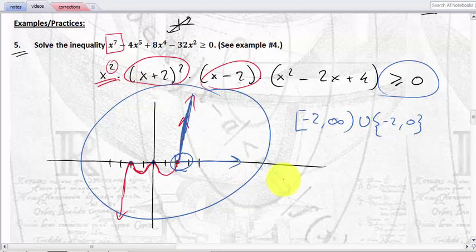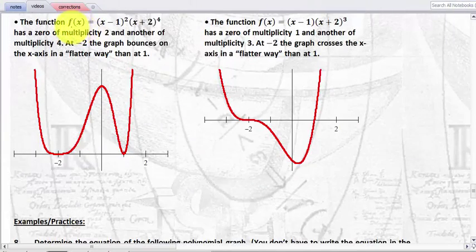Now, to finish this lecture, I'm going to be looking at another type of behavior around the zeros. For that, let's look at 2 examples that I have treated in my notes. Look at this function right here, f of x equals (x minus 1) squared times (x plus 2) to the power of 4. Both roots have an even order, 2 and 4. Therefore, there is no sign change at 1 and there is no sign change at negative 2. The graph is going to bounce on the axis at 1 and it's going to bounce on the axis at negative 2. Here we go.